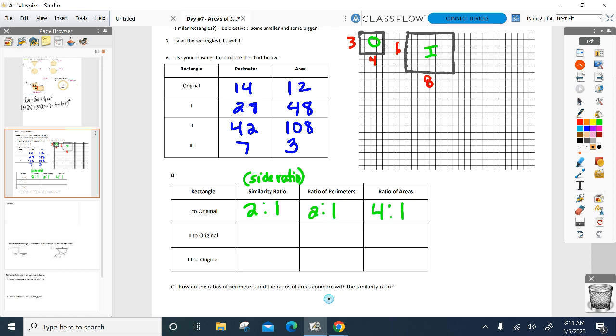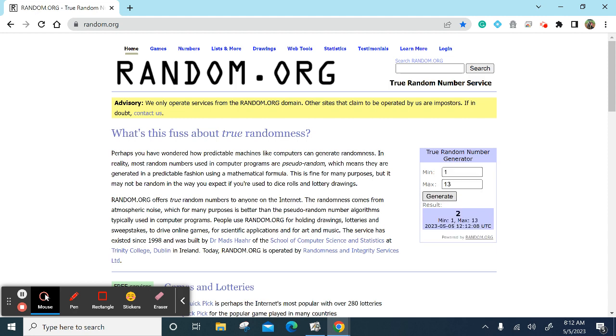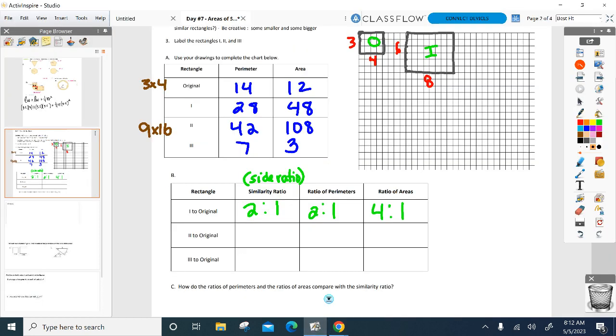Now let's go to number 2 to the original. I just have to remind myself, my original was what? 3 by 4. What did we pick for this one? I think it was 9 by 16. Yeah, you're right. 9 by 16. All right. Tell me the ratio of the sides then. 9 by 16 compared to the 3 by 4. Just pick 2 corresponding sides, a 3 by 4 rectangle and a 9 by 16.